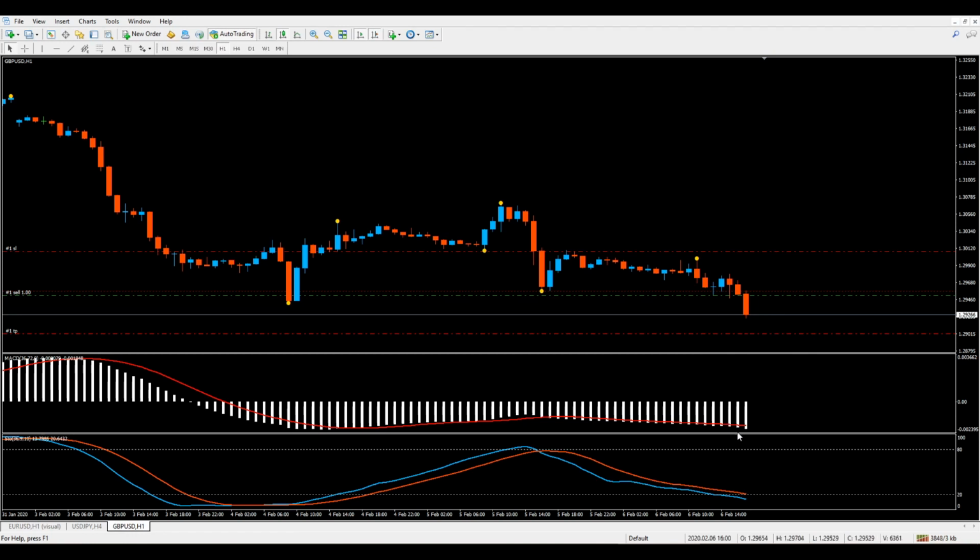And you can see below here that we had at least 3 histogram bars below the red line, and that the blue line was below the red line on the stochastic. And we had a close below the level of the most recent swing point here. So having entered the trade, we can see that price is moving down. It's halfway down already.